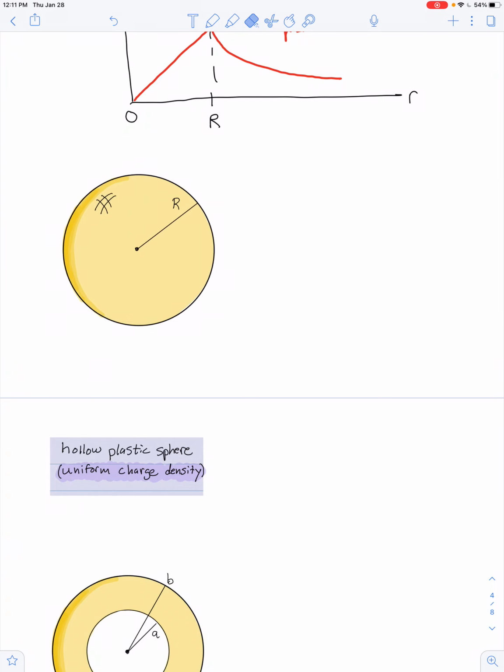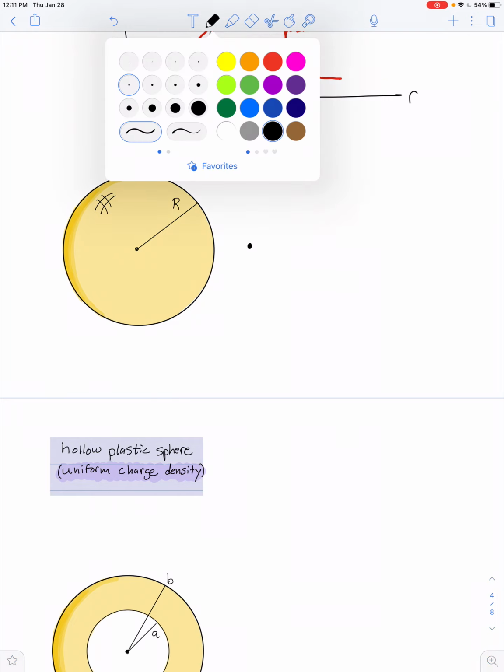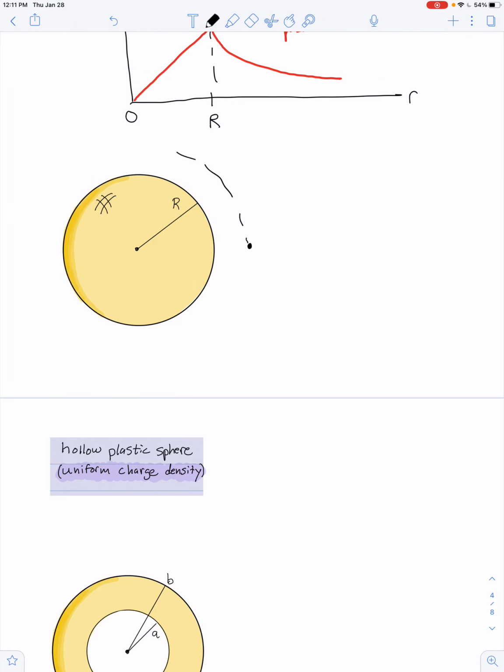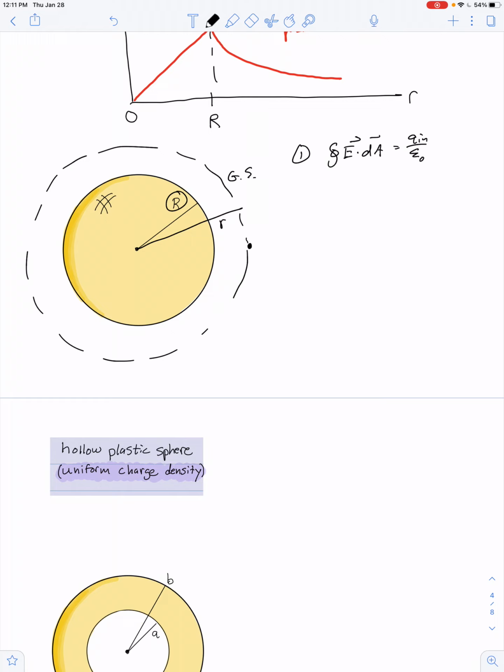Okay, so if I want to find the field at a point outside, then I need to draw a bigger Gaussian surface. Let's not confuse capital R, the radius of the piece of plastic, with lowercase r, the radius of our Gaussian surface. Step 1, the integral of E dot dA equals q in over epsilon naught. Step 2, we picture the electric field lines. They're all of uniform length, and for every little patch of area dA, the angle is 0.